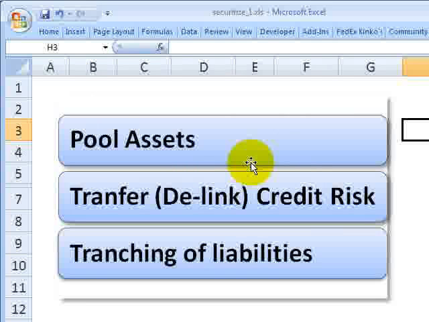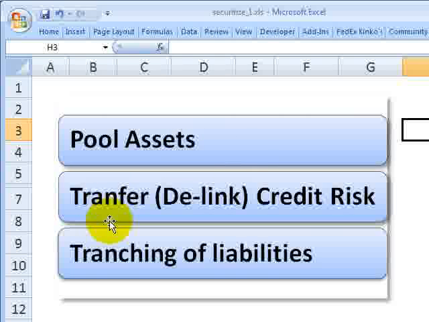Why does the pooling matter? Because in pooling the assets we introduce diversification, and this allows the senior tranches issued to investors to enjoy a higher credit quality than the average obligor in the pool.